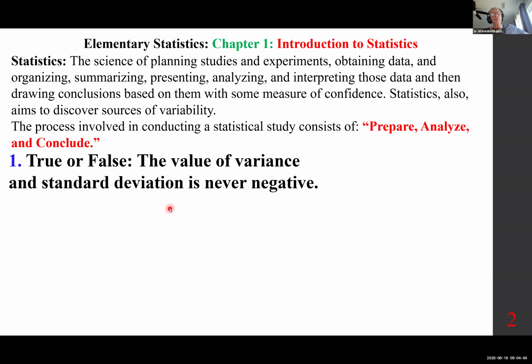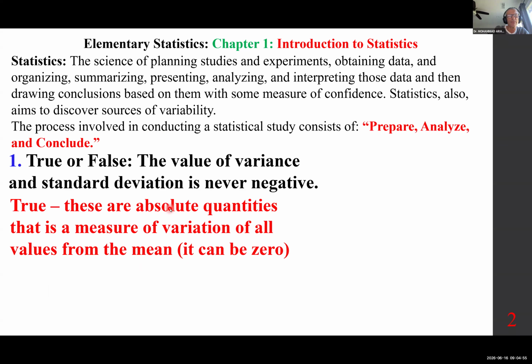True or false? The value of variance and standard deviation is never negative. That's a true statement. These are absolute quantities that is a measure of variation of all values from the mean. It can be zero. So what do we mean by that? All we have to do, look at the formulas. Remember, you have access to formulas.